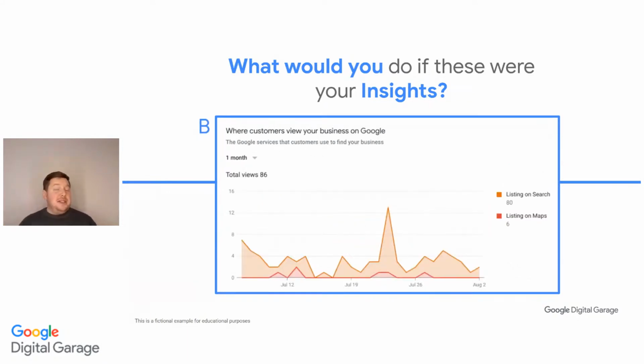Where customers view your businesses on Google. So you've had 86 views, listing on search, listing on maps. All of a sudden, you've got these listings. You can see where people are doing it.